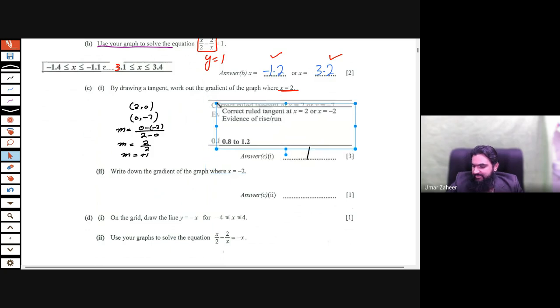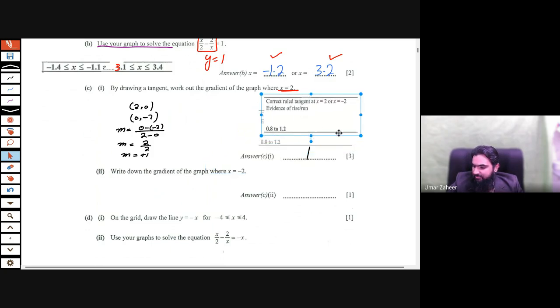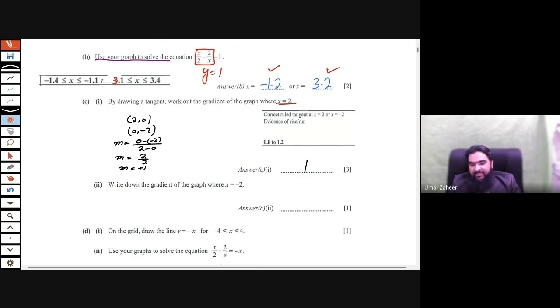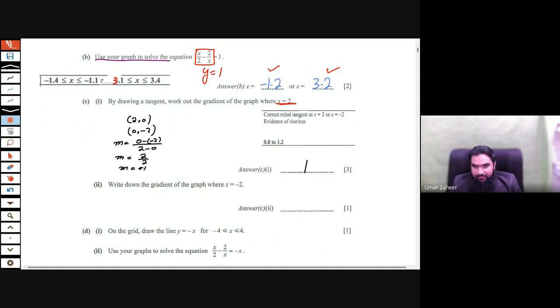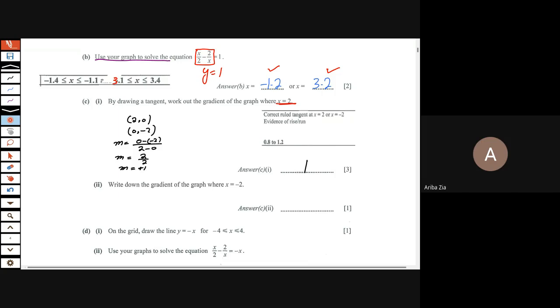All right, now it says that you have to make a correct tangent at x is equal to 2 or -2 because it's a reciprocal graph. And the value is going to lie between 0.8 to 1.2 and we will get 1. So obviously it is going to lie between. So this means that our answer is correct. Yes, Sayun, is it clear? Yes, sir.